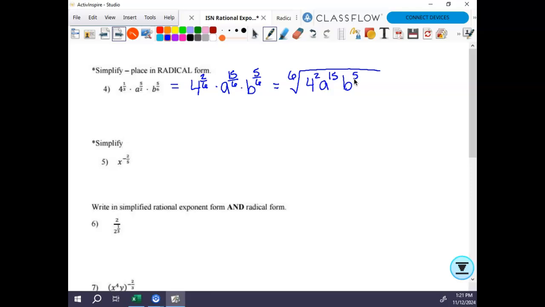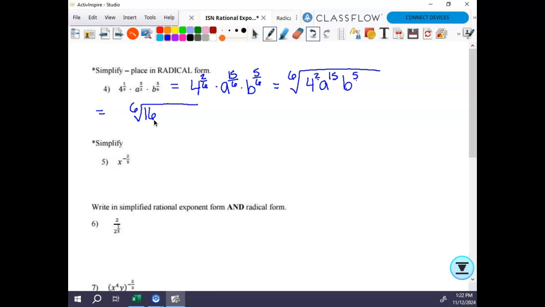So now I have that left. Then I always have to try and simplify what I have. If any of these exponents are greater than 6, then that means something can come out. The only one greater than 6 is the a. So this is going to become the 6th root. I need to leave myself a little room. 6th root of, well, 4 squared is not going to come out, so that's just 16.